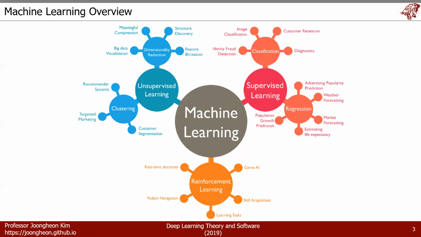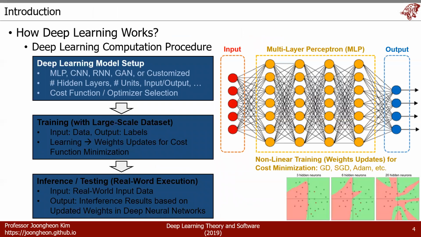So in summary, we will focus on supervised learning because supervised learning is the baseline of deep learning. On top of that, we will add some features of unsupervised learning. On top of that, we have to think about reinforcement learning. So those are all related to deep learning, and these three are major components of machine learning. Okay. So from now on, we have to think about how deep learning works.